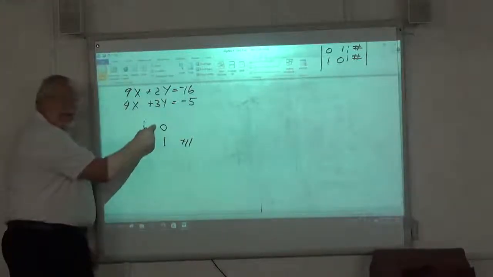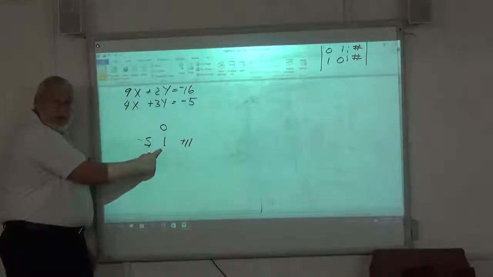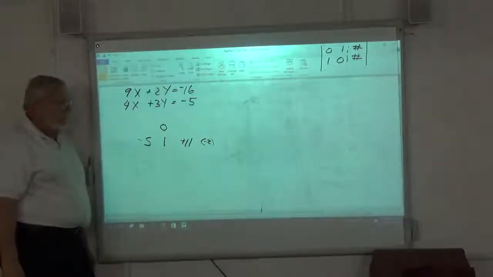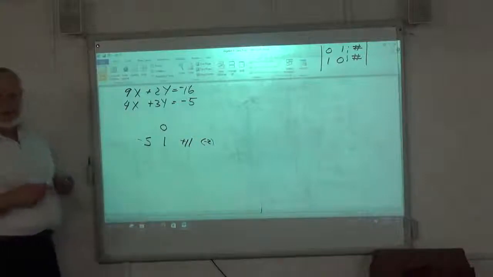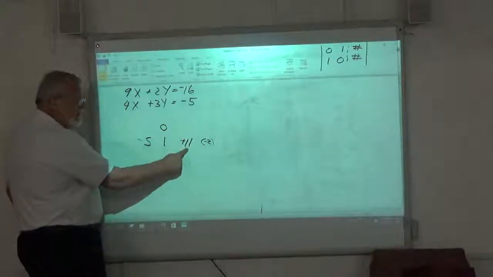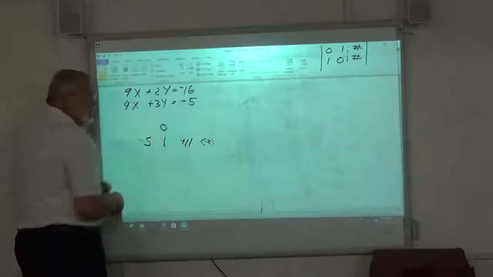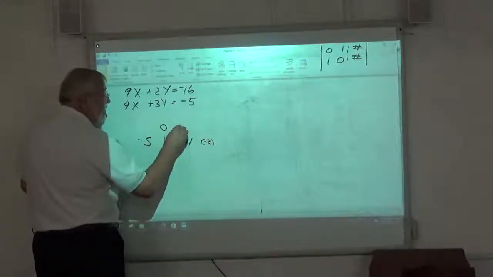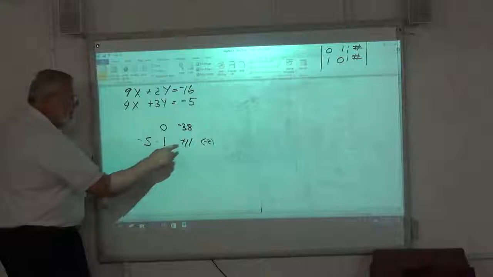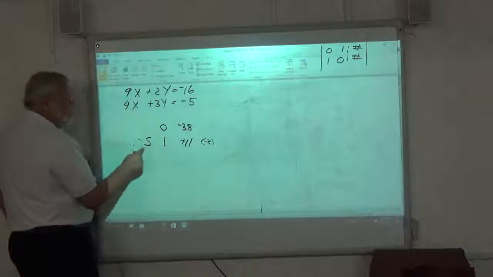Now, how do I get the 0 up here if it's a 2? I multiply this new equation by -2. It doesn't matter which ones I use because each of the mathematics is independent. So what is -2 times 11? -22 plus -16 is -38. -2 times 1, -2 plus 2 is 0. -2 times -5.